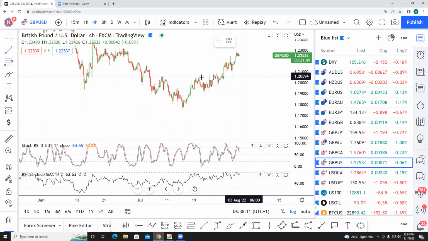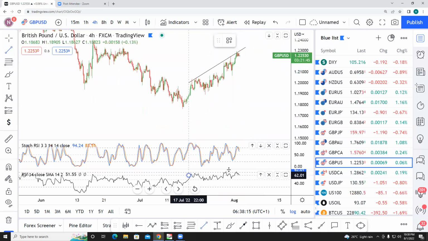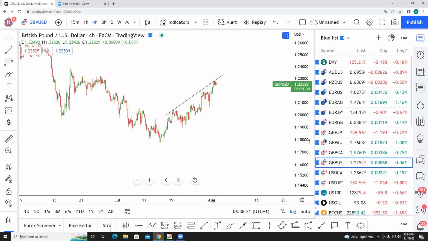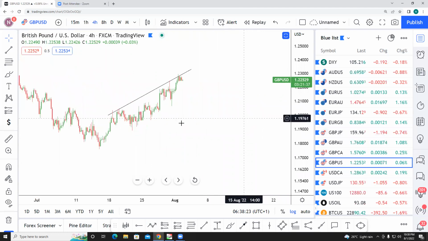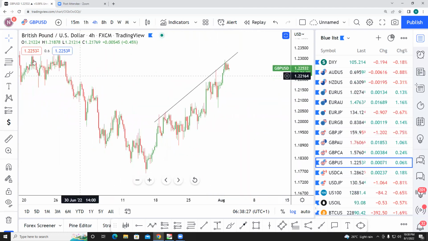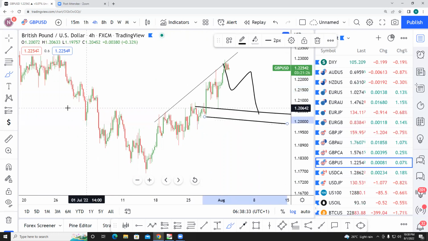But you see, the way it's making a move to the upside here, it's also making a higher high on the indicator. That's to tell you that you should not be looking for sell opportunity right now on GBP USD. Rather, what you should be expecting is a moderate corrective structure. Okay, probably to this level.